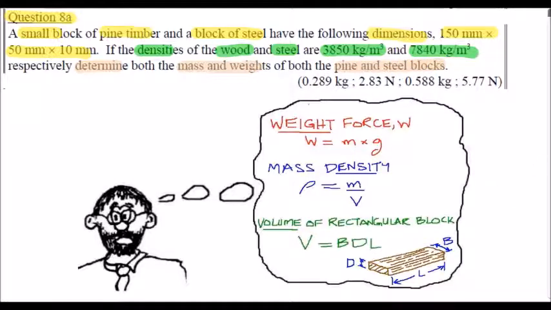So just for a moment, thinking through the question, what are we given in the question? Well, we have the density of both the pine and steel blocks. Given the dimensions in the question, they're rectangular blocks, so we've got the B, the D and the L given in the question, so we can find the volume. So from finding the volume, we put that into this equation here. We can then rearrange to find the mass. We put the mass into this equation here. We can calculate the weight force. So that's our plan of attack through the question.